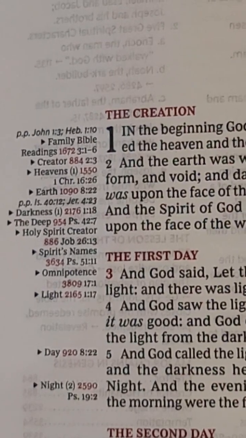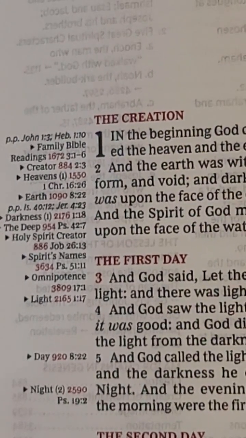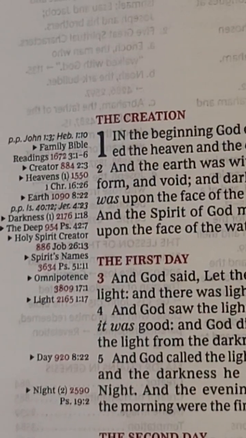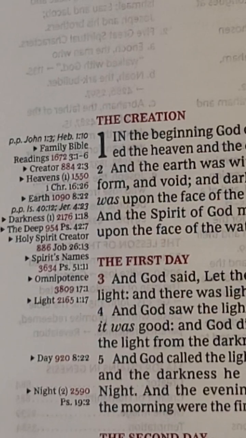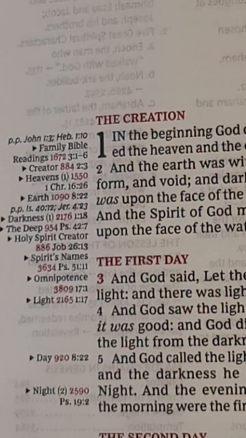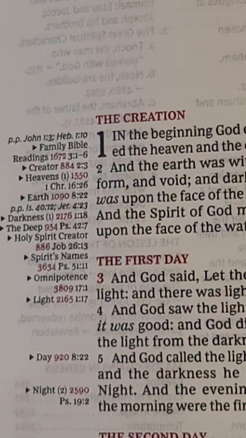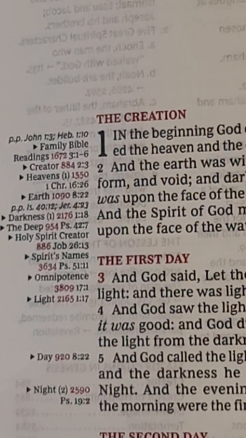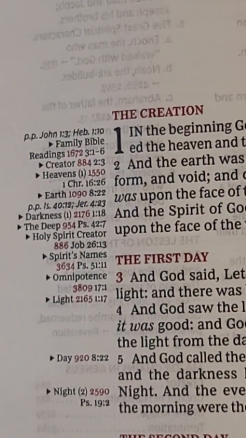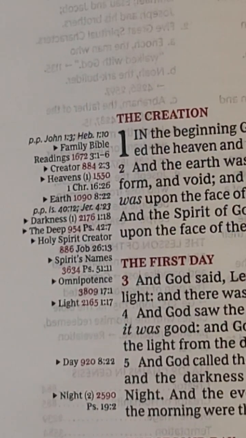And the next chain actually is what's called the Family Bible readings, and that reference is 1672. Again, because it's a right triangle, that means it's a major chain. And so the first reading is Genesis 3, verses 1-6. So you come over here to Genesis 3.